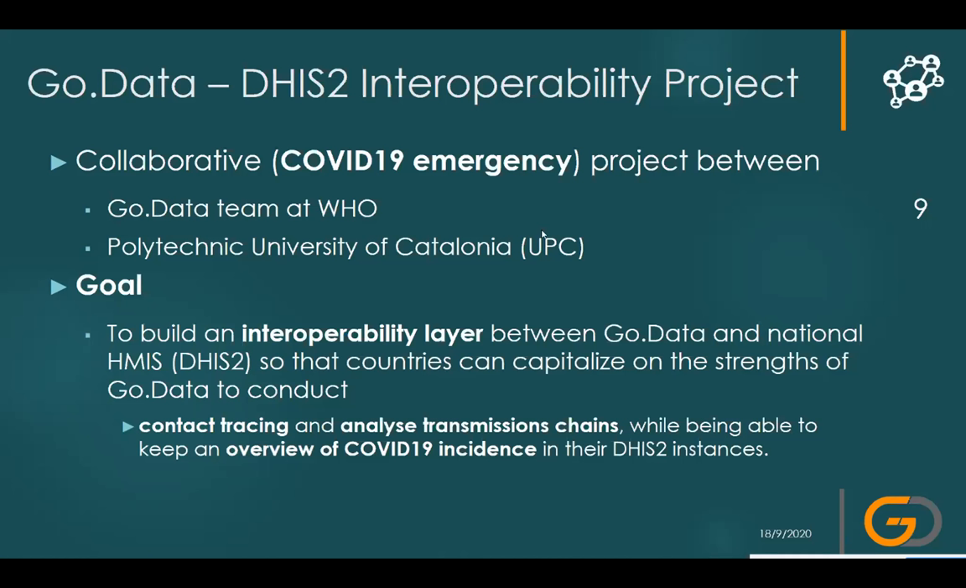And the main goal of the project is to enable an interoperability layer between GoData and the national health information system at the country. As an example, we took DHIS2 as it is the most present, for example, in underdeveloped and developing countries. So that the countries eventually can strengthen their systems, especially in times of disease outbreaks, and do contact tracing, analyze transmission chains, while at the same time being able to have the overview of the COVID-19 situation in their national health information systems like DHIS2.